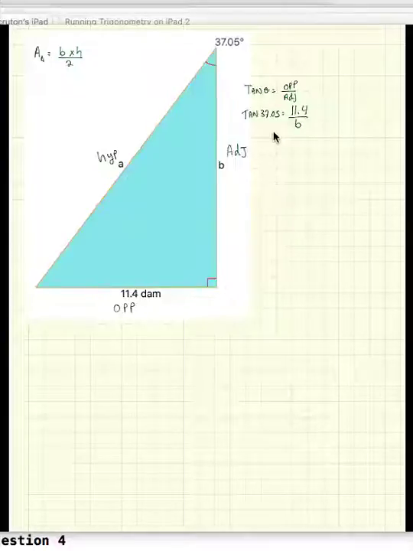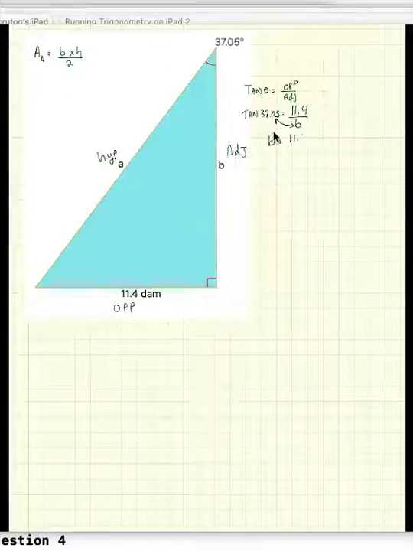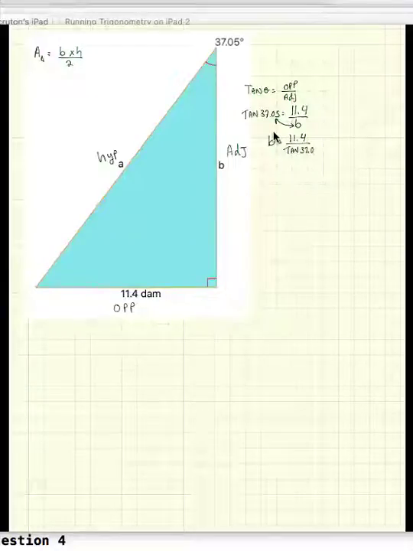I want to find b, so I'm going to do the old switcheroo. I'm going to use cross multiplication to replace the b with the tan 37.05, and we're just switching their places. All right, so we end up getting b is equal to 11.4 divided by the tangent of 37.05.